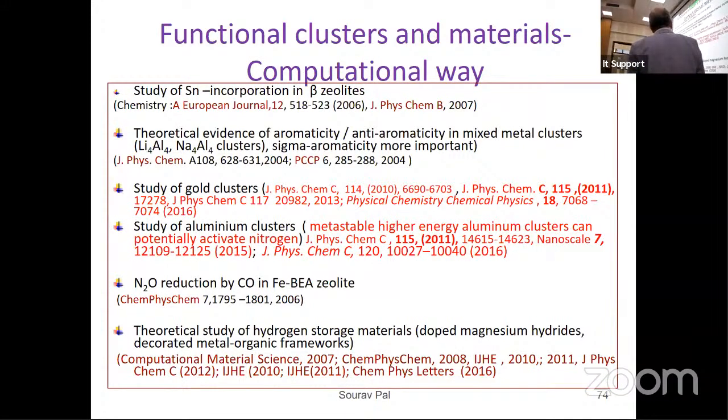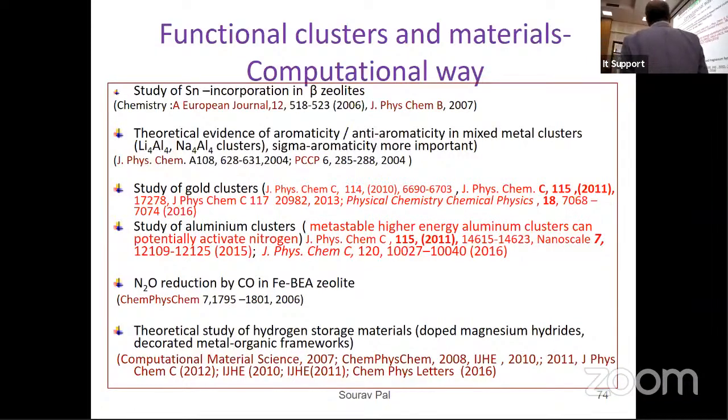And then I went into this to show where the team working structures in beta zeolite. We looked at, very importantly, among the first mixed metal clusters, aromaticity and anti-aromaticity. Because everybody thought aromaticity is an organic molecule feature. But we showed, even for simple all-metal clusters, you can have aromaticity and anti-aromaticity, like Li4. These are anti-aromatic actually. And we found that here it's not pi aromaticity, but sigma aromaticity that is more important.